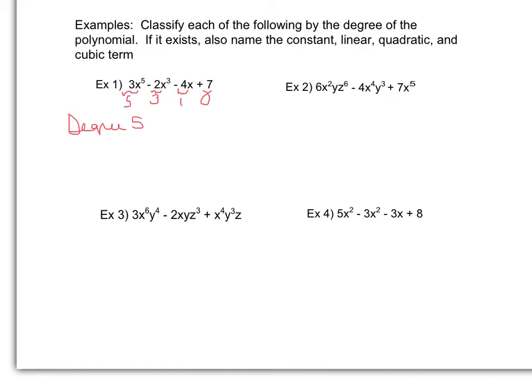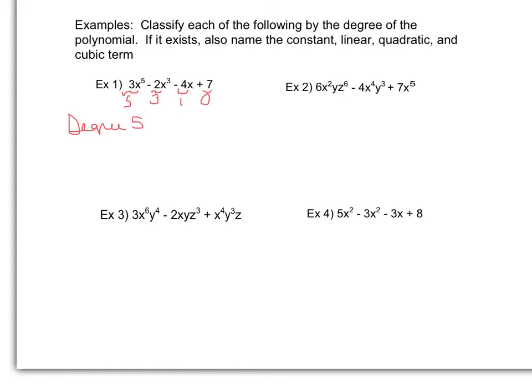Because there are only x's involved, I can say that my constant term is 7, my linear term is negative 4x, my quadratic term, excuse me, there is no quadratic term, and then my cubic term is negative 2x cubed. And again, we don't have a name past cubic.